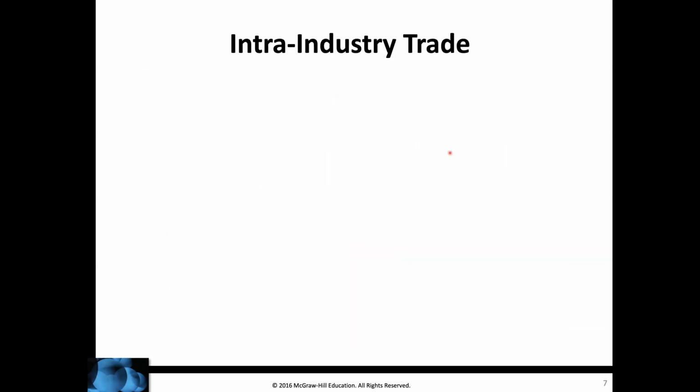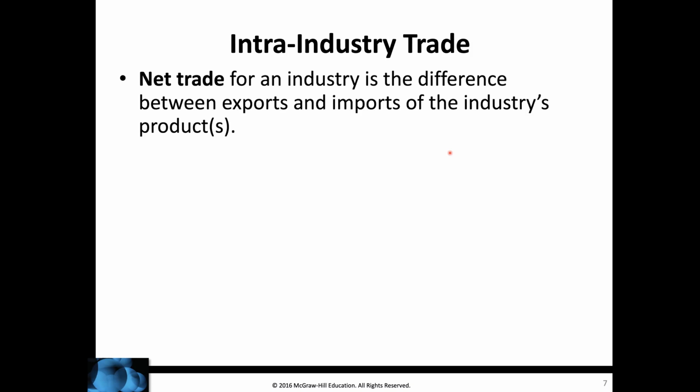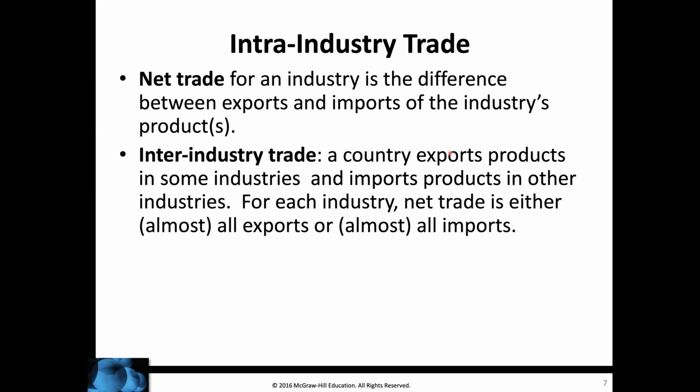Now let's discuss an important topic called intra-industry trade. First, we're going to have a few definitions and discuss how this relates to what we're just talking about for this lecture. The first is net trade. Net trade for an industry is the difference between exports and imports of the industry's products. Then we've got inter-industry trade. A country exports products in some industries and imports products in other industries. So for each industry, net trade is either almost all exports or almost all imports.